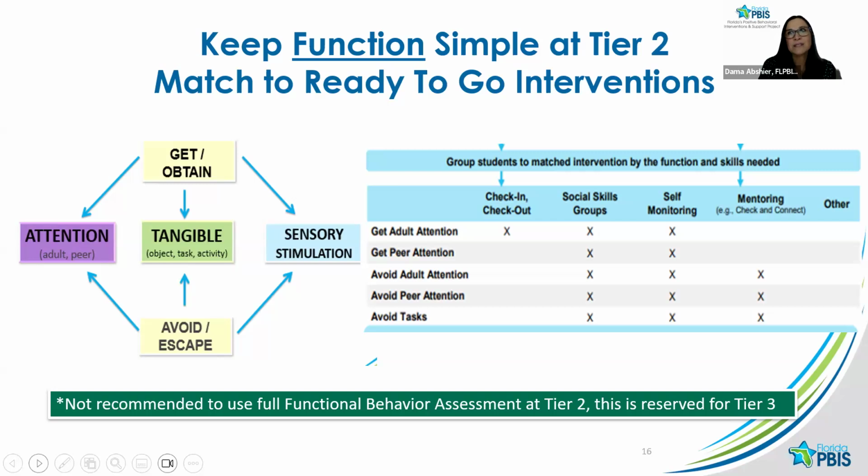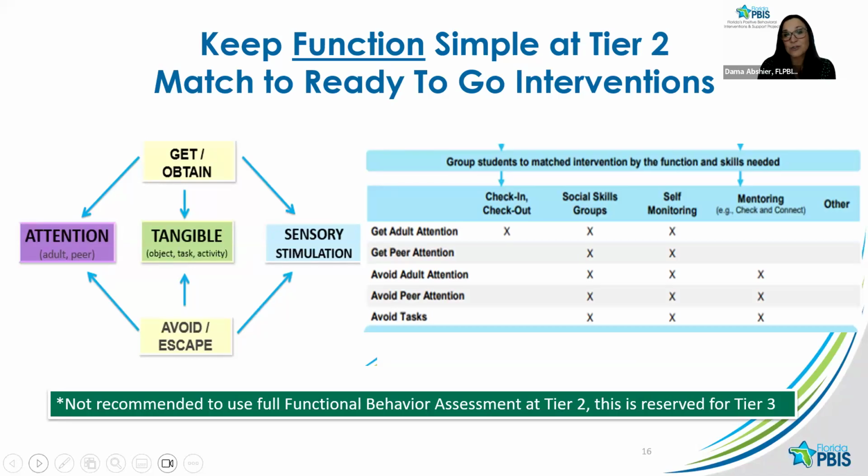thinking about the interventions you have available, and then what the interventions are most appropriate for, and then grouping students by what they're trying to get out of that inappropriate behavior, or situationally inappropriate behavior. So students that like adult attention and respond well to that, they want adult attention, that would be appropriate for groups of students to be placed in check-in, check-out. Hopefully you can see the small font of our slide there.